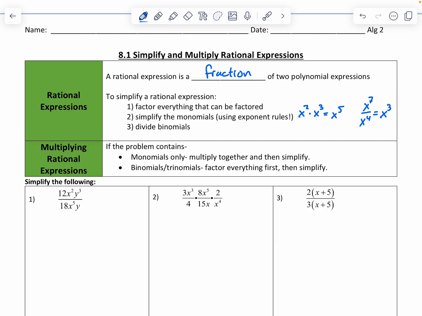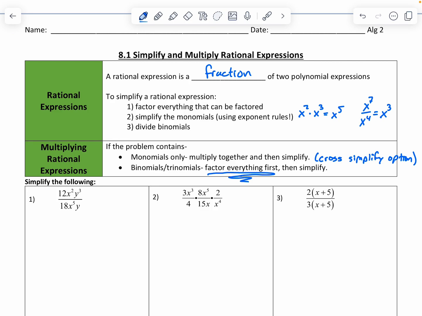And then we're going to simplify and divide the binomials as much as we can. With multiplying, the way they recommend it is doing monomials only, multiply them together and then simplify. That's one way you could do it, or you could cross simplify if you'd rather do that. That's personally how I like to do it. So cross simplify is an option. And then with binomials and trinomials, we're going to factor everything first. Factoring is going to be a big part of this unit, and then simplify.